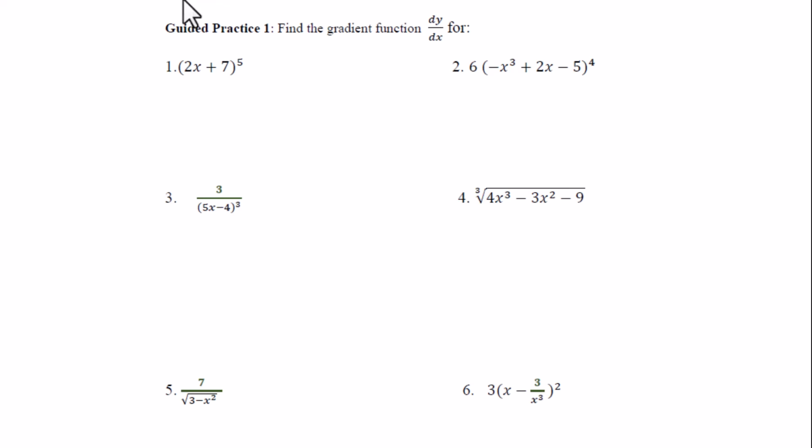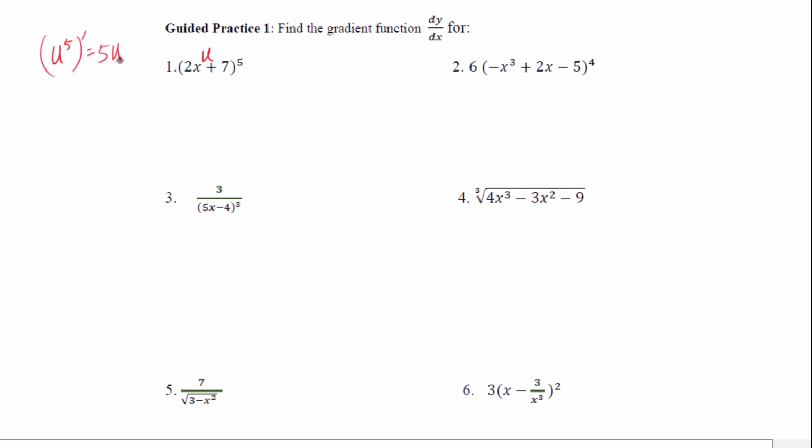Find the gradient function dy dx for number 1: (2x plus 7) to the 5th power. We assume 2x plus 7 is u. So we are supposed to figure out the derivative of u to the 5th power. When we do the derivative, it will be 5u to the 4th power by the power rule, then times u prime. This u will be 2x plus 7, so we get (2x plus 7) to the 4th power, then times the derivative of 2x plus 7.